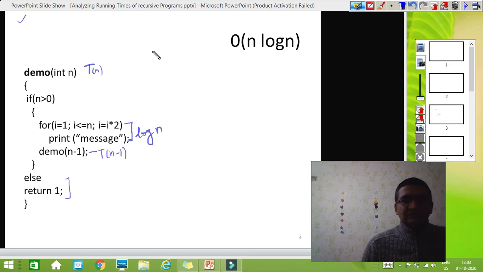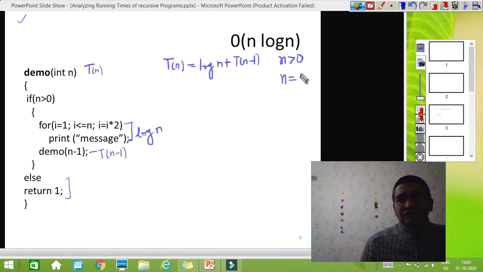So you can write your equation as T of n is equal to log n, meaning the cost will be log n plus T of n minus 1 when n is more than 0, and when n equals 0, then the cost will be 1. So this is how you can represent your entire function. We need to solve this equation to find out the running cost of this entire algorithm. So let us see.